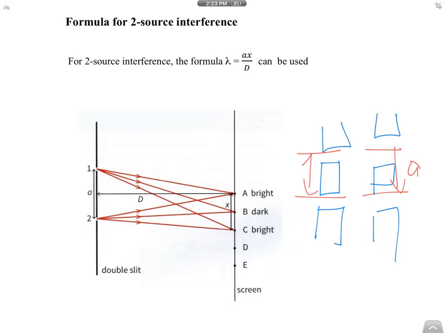There are three parameters here that can affect the X. If you rearrange the equation, you get X equals lambda D over A, correct? So there are three things that you can do that will affect the separation of the bright fringes X: either change the lambda, the D, or the A. Let's do one by one.